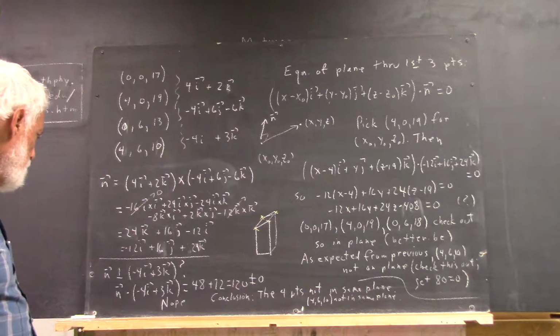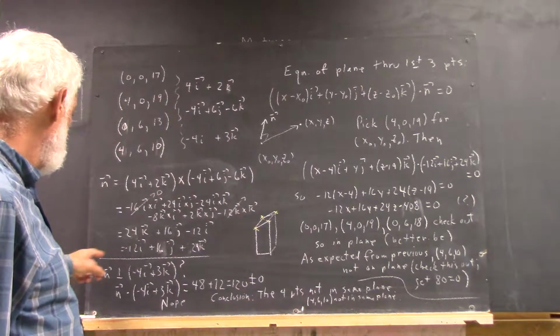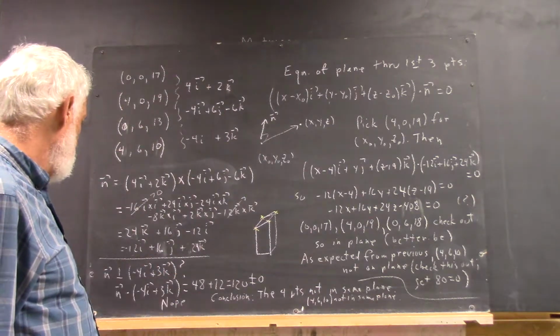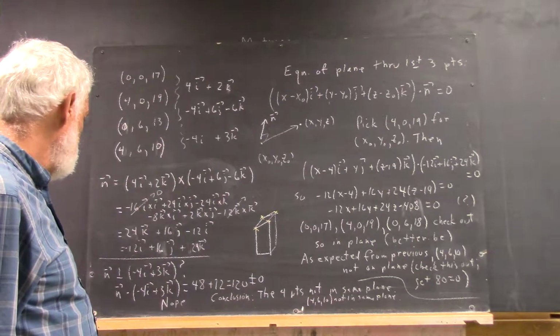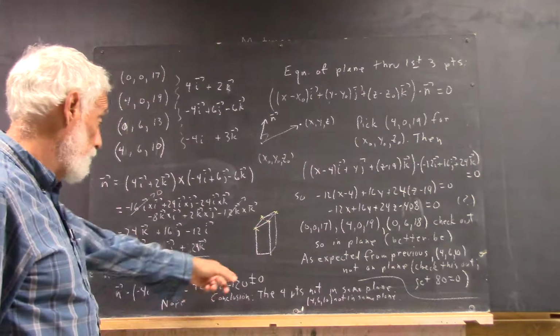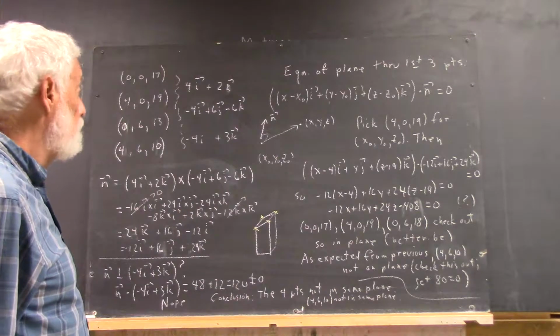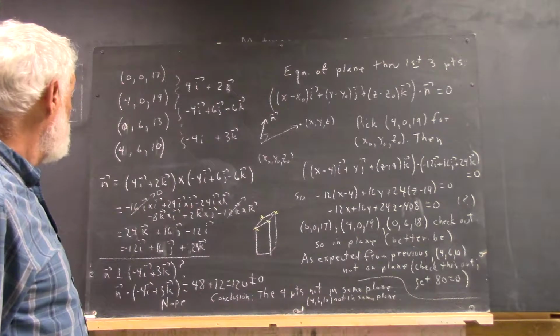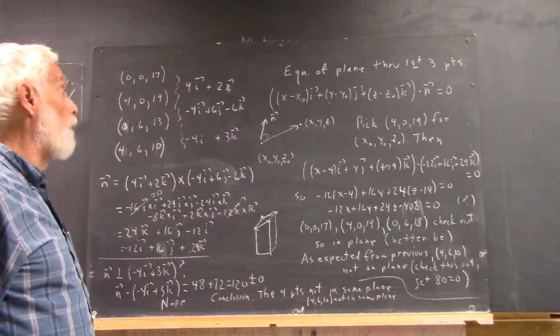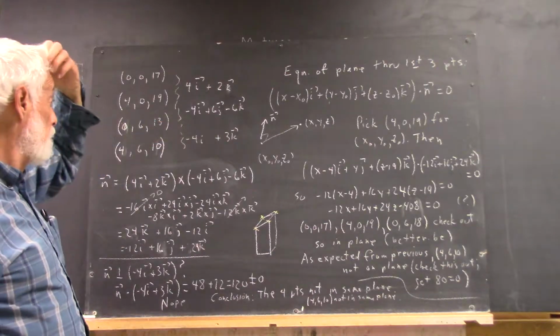Let's make sure I didn't mess something up. Negative 12 times negative 4 is 48. And then the k's, 24 times 3 is 72. Yep, that's what we get. So we determined there's a pretty significant error there. Okay, it's been a while since we did this.